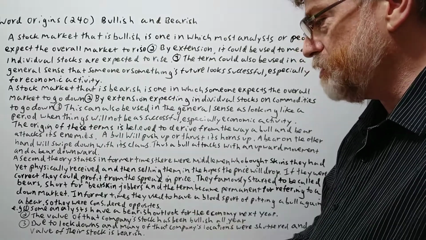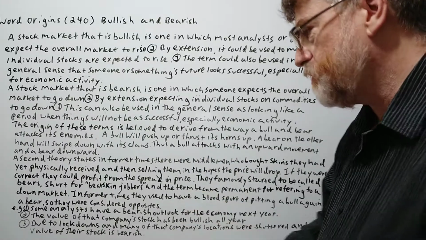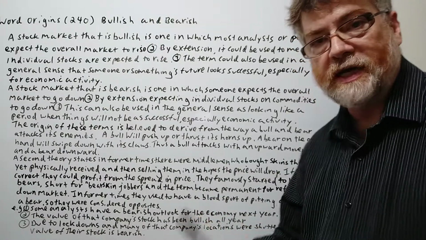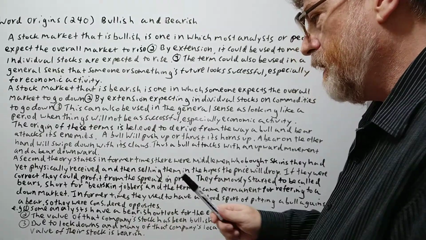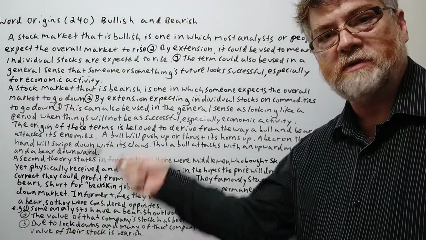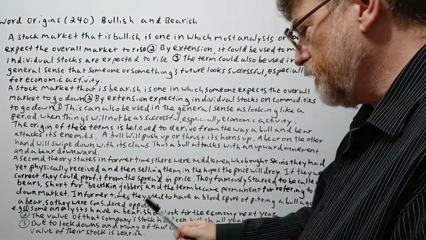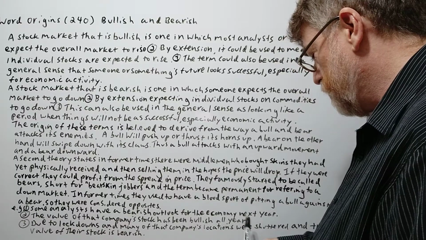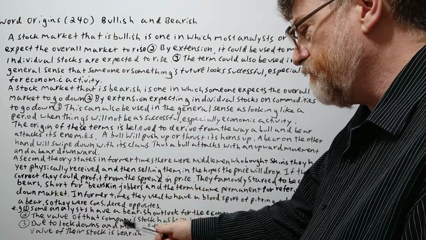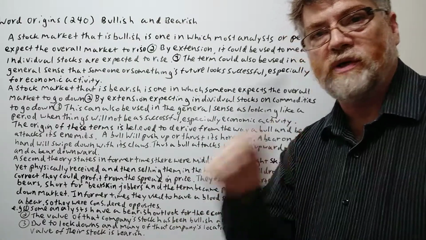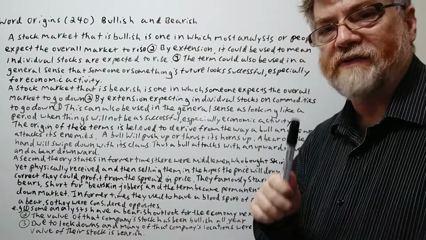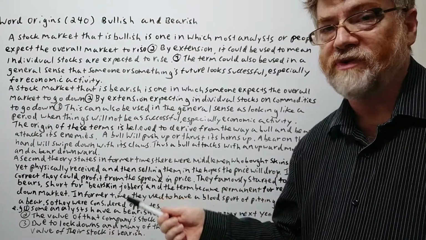We've got three examples here to show just how we'll use it. Here's the first one: some analysts have a bearish outlook for the economy next year. Number two: the value of that company's stock has been bullish all year, so maybe it's been going up. Number three: due to lockdowns, many of that company's locations were shuttered, and the value of their stock has been bearish all year. It's been going down because they were forced to close a lot of their locations, and of course, if you're closed, you can't make any money.